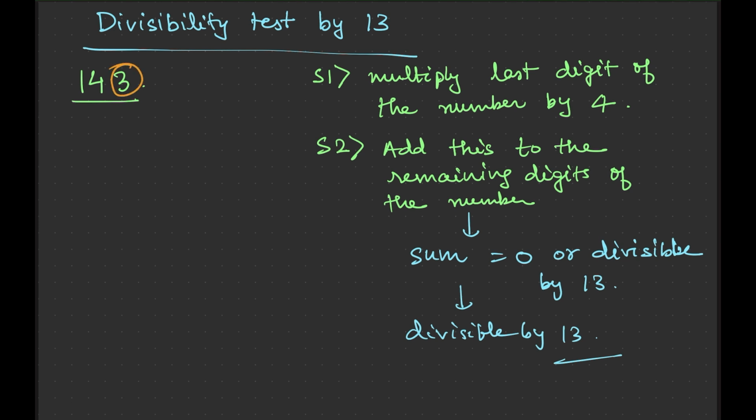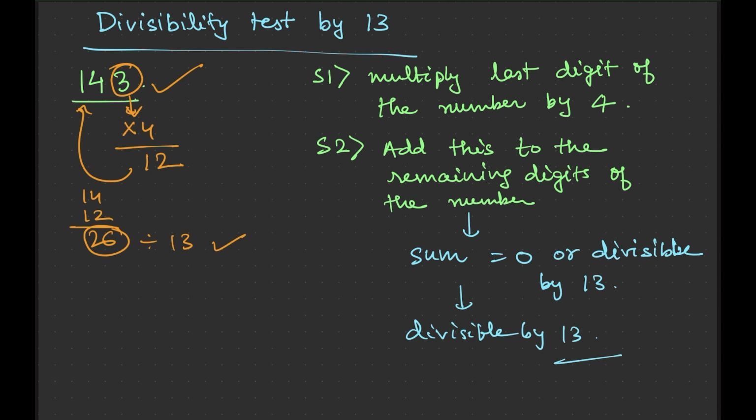So here the last digit is 3, we will multiply 3 by 4, we will get 12. If we add 12 to 14, we will get 26, and we know that 26 is divisible by 13, so our number 143 is also divisible by 13.